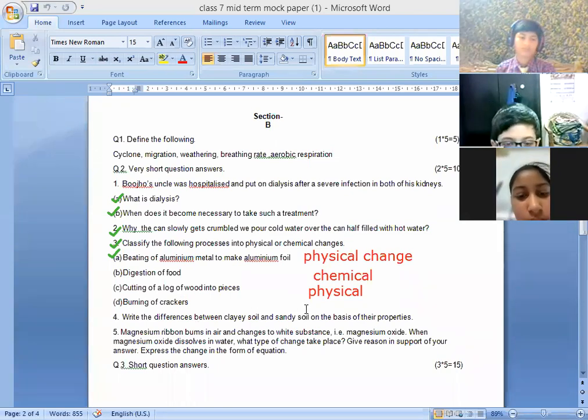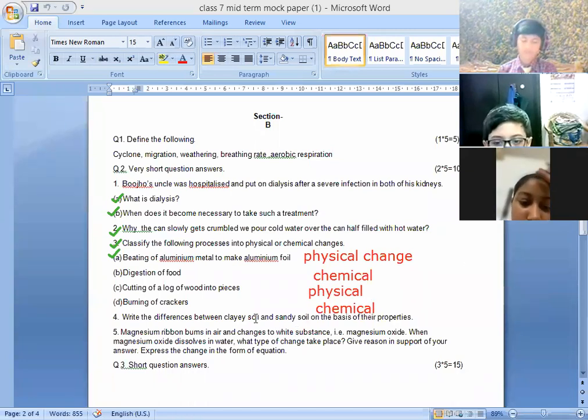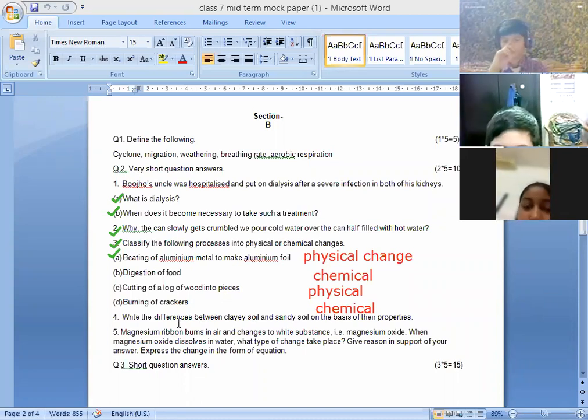And next, burning of a cracker, that is a chemical change. Why is it a chemical change? Because a new substance is formed, and whenever you burn anything, it is a chemical change. Children, you have to give the reason also, why it is a physical change or a chemical change.